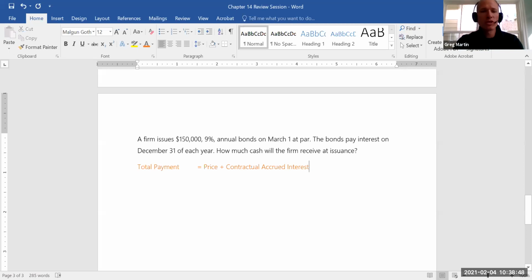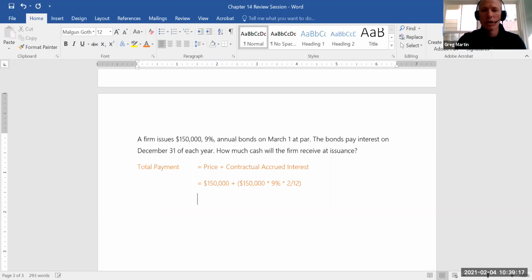And so when we do this calculation, the price, we're told, is issued at par, and so the price is 150,000. And then the contractual accrued interest is based on the terms of the note, which is 150,000 times 9%. And we have to figure out how much accrued. In this case, 2/12, because January and February passed before the bond was issued.